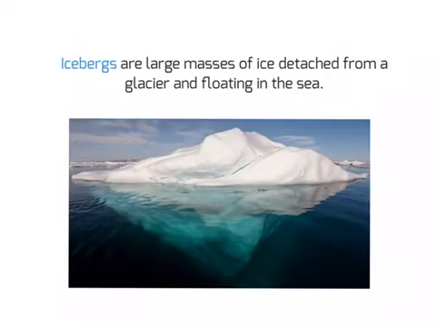So icebergs are large masses of ice detached from a glacier and floating in the sea. If you take a look at this picture of an iceberg, you can see that it's floating in the water, and that a lot of it is also underwater. The majority of an iceberg is going to be underwater, and then you can see a little bit of it above the water, the sea level there. So an iceberg is a large mass of ice that has been detached from a glacier, and it's just floating in the sea.